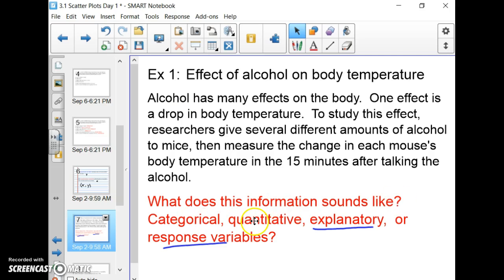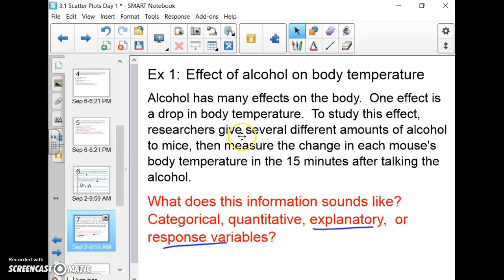Is it categorical? Is it quantitative? Is it exploratory or explanatory? Or is it a response variable? I told the class I want you to focus on these two. So I hinted that there were both of these in this prompt, and I also said that it's possibly one of these as well. And this was a bit of debate in class, which was, I think, great.